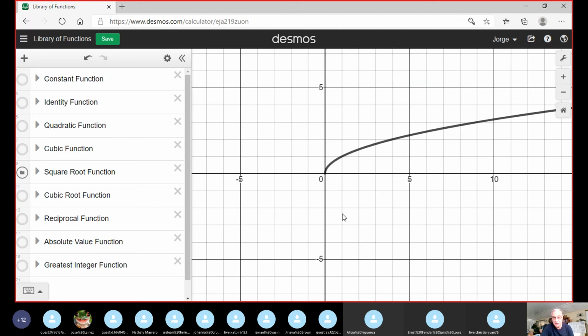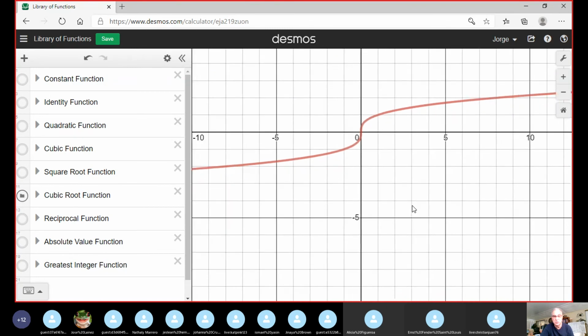Therefore, the domain is bracket 0, infinity, and the range is the same, bracket 0, infinity. Only positive, both x and y. Okay, this is a square root function. We're using it in the future. Cubic root, cubic root.